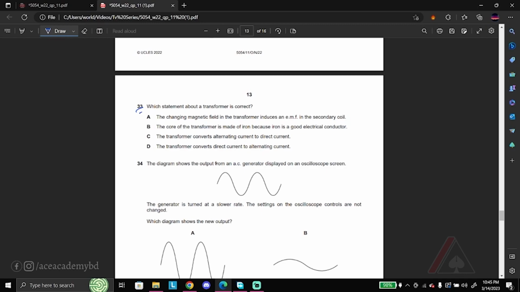Question number 33. Which statement about a transformer is correct? Let's first recall how a transformer works. A transformer is used to increase or decrease the voltage along long transmission of electricity. So this is the soft iron core. One end is connected to the primary coil, which is connected to an AC supply, AC current.